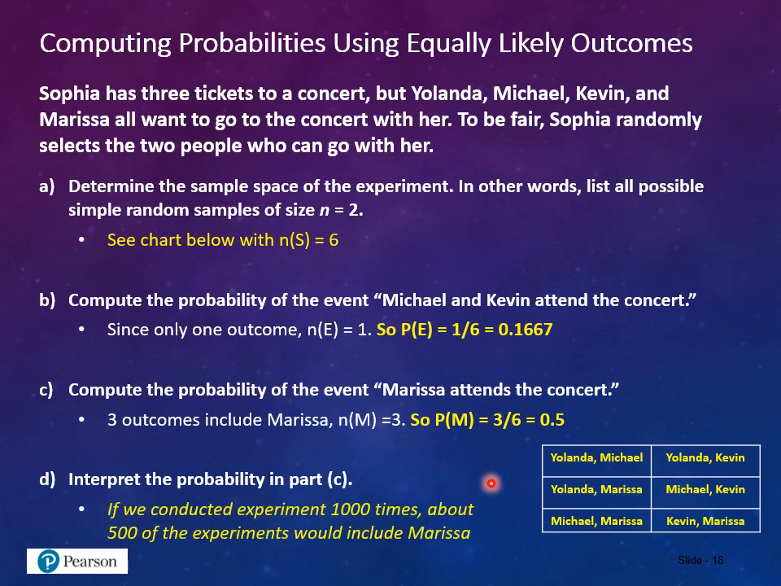concert. And this is how your book interprets it. I wouldn't interpret it this way, but it says if we conducted the experiment 1,000 times, about 500 of the experiments would include Marissa. So they're putting it in terms of an experimental observation, which is okay, but this is really a 50-50. So then no matter how many experiments we conduct, we would expect that Marissa or any of the people would be included about half the time.